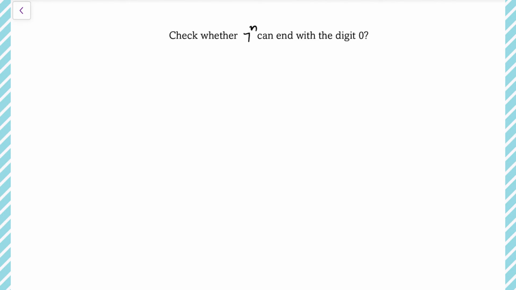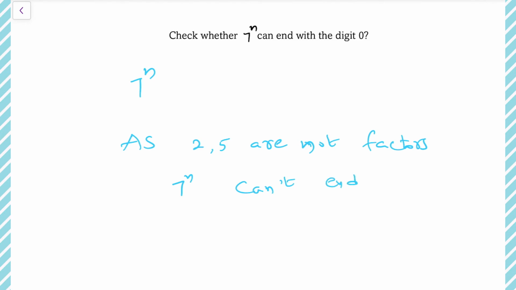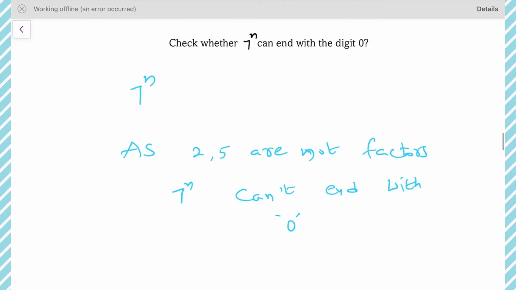Check whether 7 power n can end with the digit 0. Here if you observe 7 power n, 7 is already a prime number, so we need not do prime factorization again for that. Now 2 and 5 are not at all factors for this. So as 2, 5 are not factors, 7 power n cannot end with digit 0.